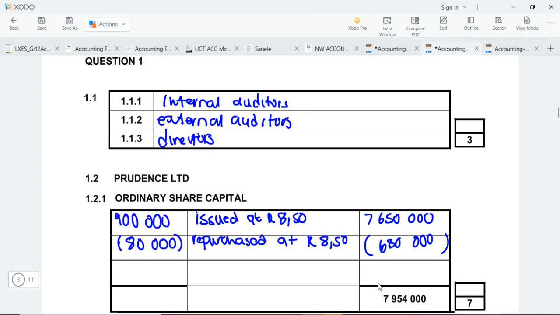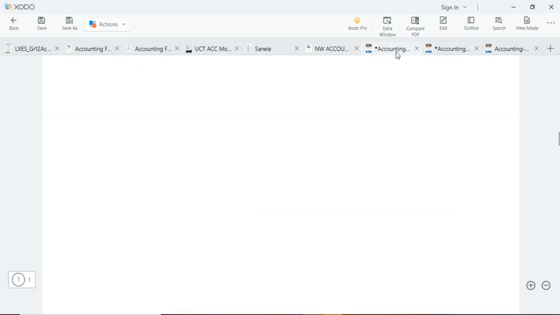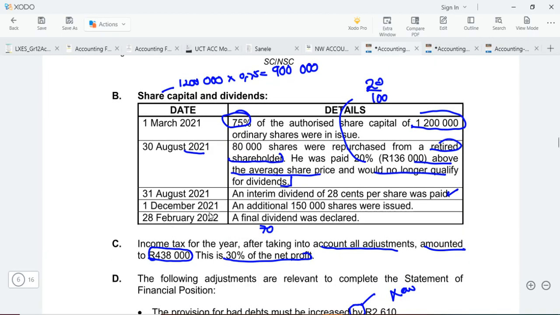So now we can then go to the information and check if there's anything else that happened that's going to help us to find the answer for here. Now here they're saying that on the 1st of August, an additional 150,000 shares were issued. And if you look at this, we're not given the amount, which means that this is our balancing figure. So let's check how we can work that out quickly.